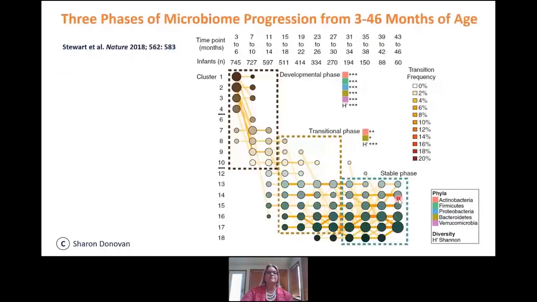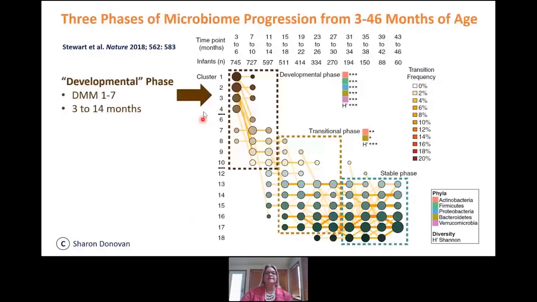So then they looked at these bins, and across the top, just to orient you, these are the time points. So 3 to 6 months, 7 to 10 months, 11 to 14, et cetera. The numbers of infants, so you can see that over time, the numbers of infants went down. But from the various clusters or bins, they were able to divide the establishment of the microbiome into various phases.